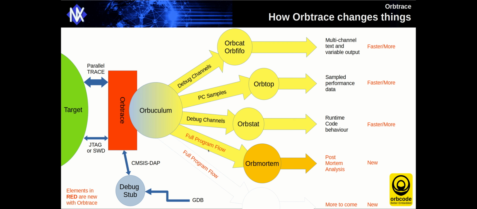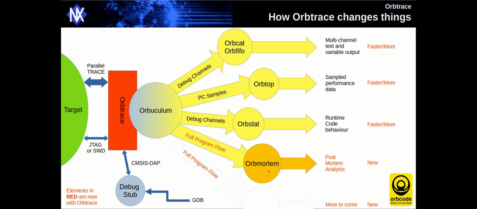and the ETM gives us a new flow, which is the full program flow. Now what we've done here is we've implemented a piece of code called Orbmortem, which is for post-mortem analysis of programs after they've died for some reason. And this is new. This we couldn't do any other way. You couldn't do it at all with something based around interrupts and processing of interrupts, which you can use for realizing some of this functionality.